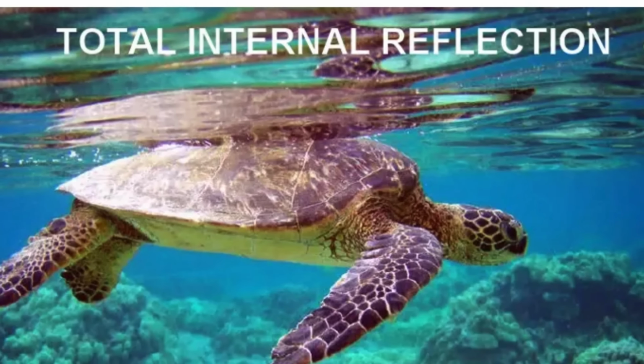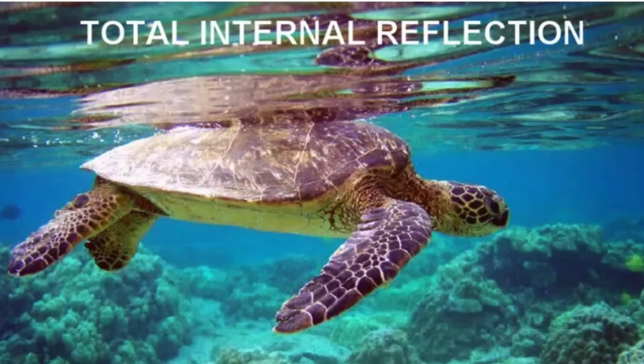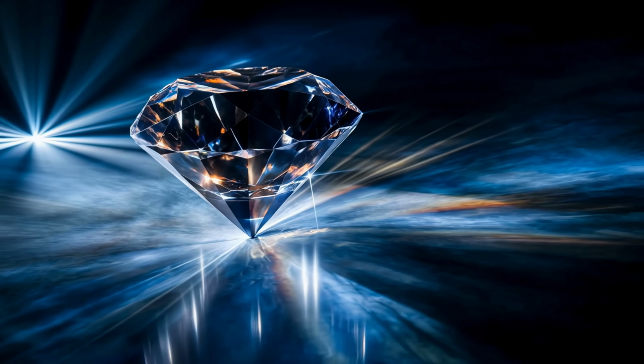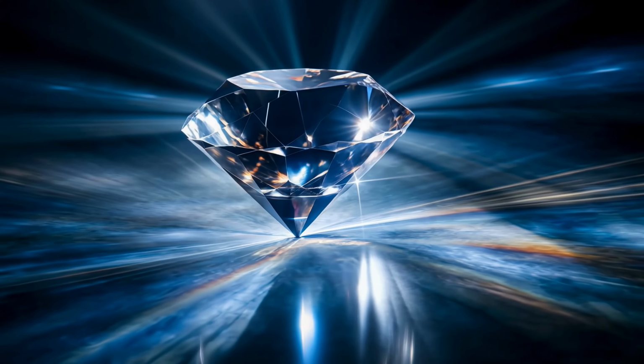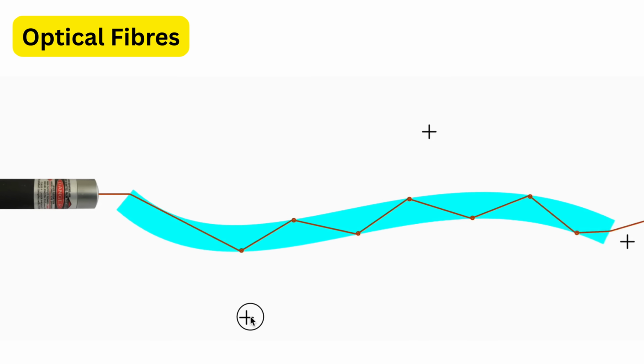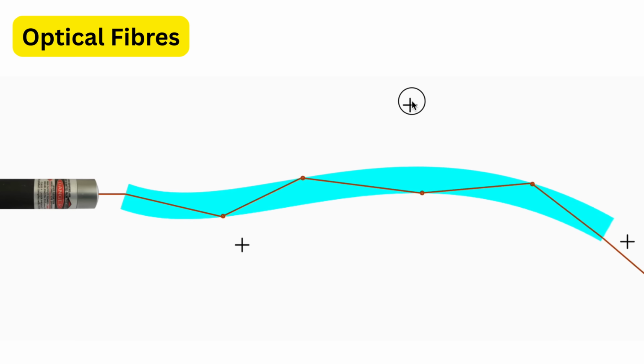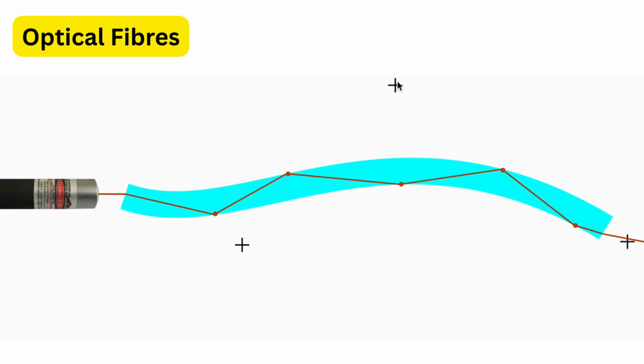You can see it when you look up from underwater and notice a mirror-like surface above, or in the sparkle of a diamond, which traps and reflects light within. This is also the principle behind optical fibers, the tiny glass threads that carry data as light signals in modern communication.